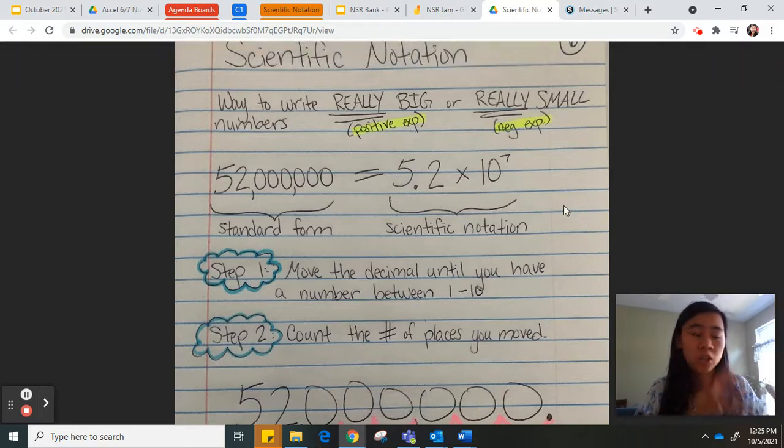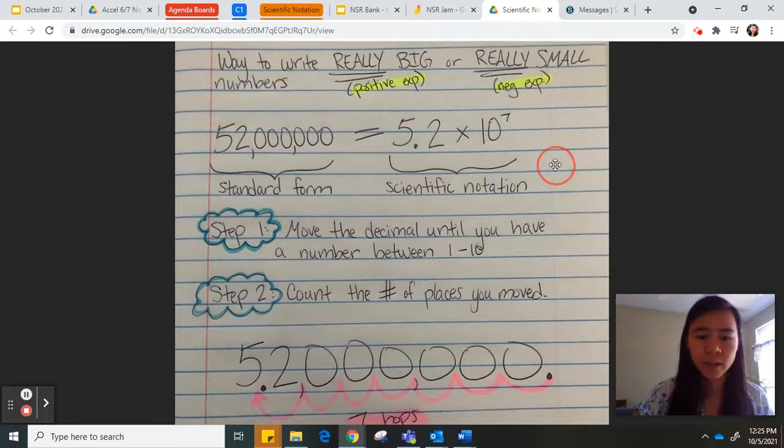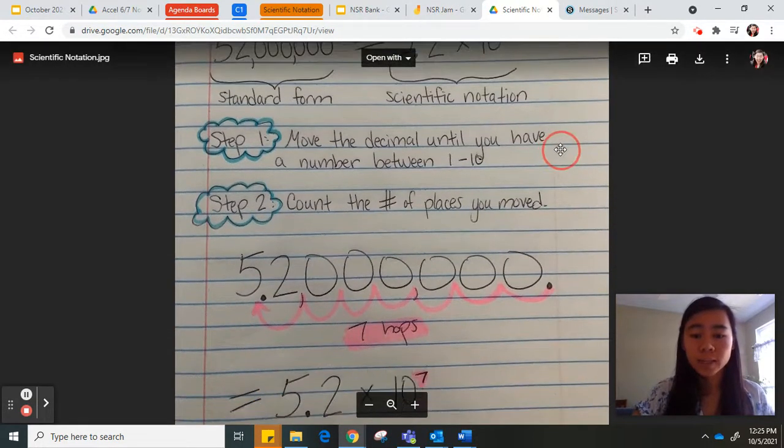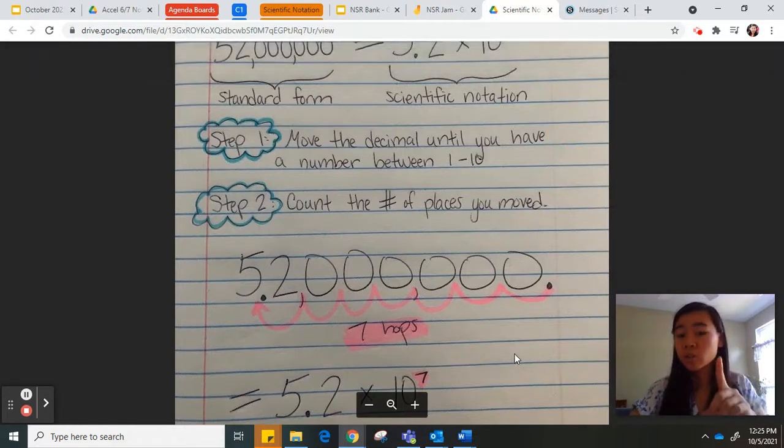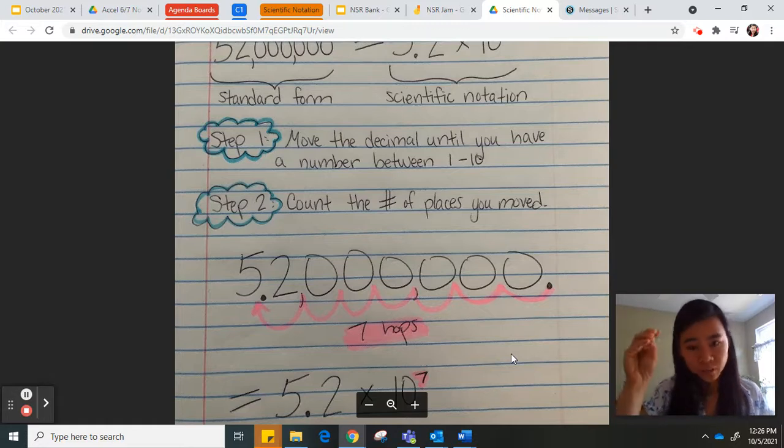Sometimes I'm asking you to change a number from standard form into scientific notation. Sometimes it's the other way around. I'm giving you a number in scientific notation. Can you write it in standard form? There are two steps that I gave you to write in scientific notation. Step one is you need to move the decimal place until you have a number between 1 and 10. And then step two, you're counting how many places you moved. That will determine what your exponent is, what we're multiplying 10 to whatever the exponent is.